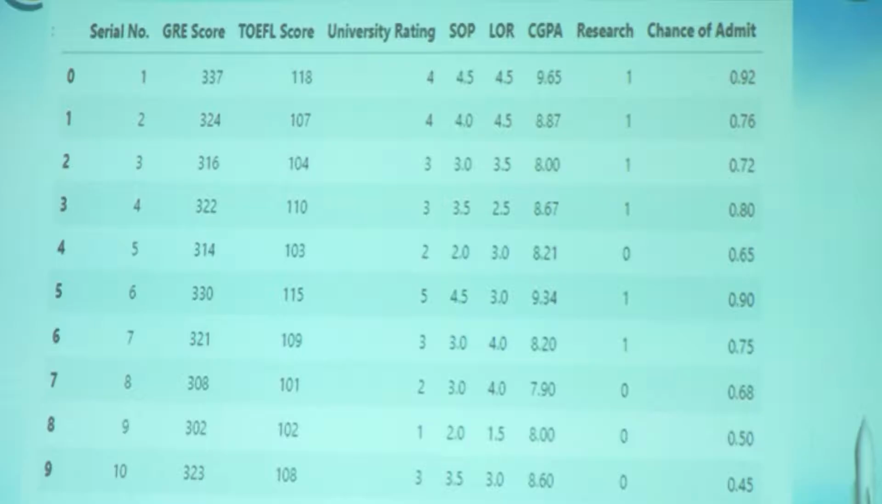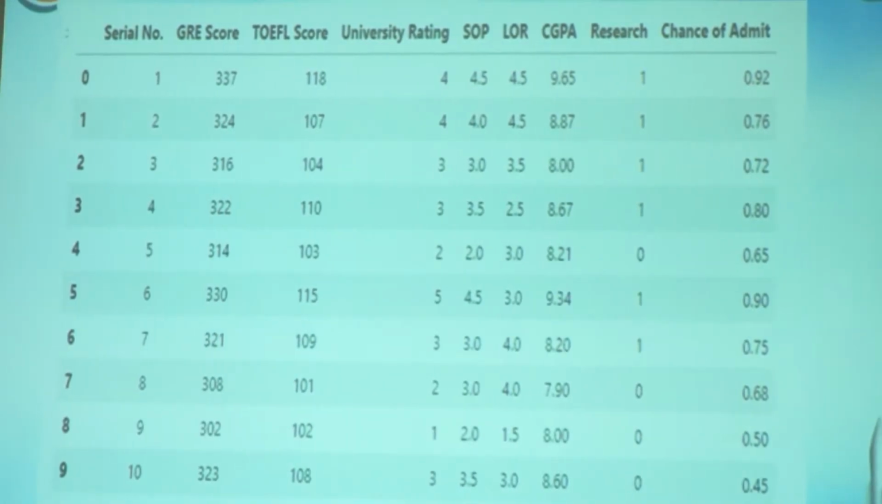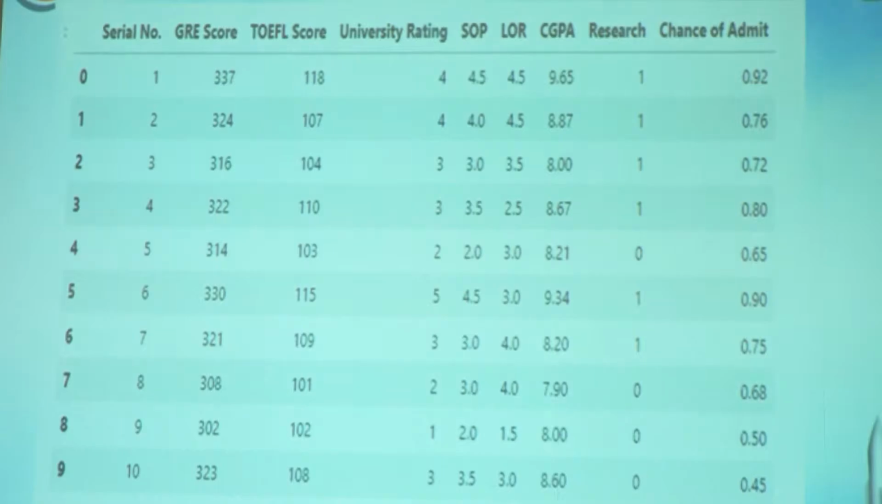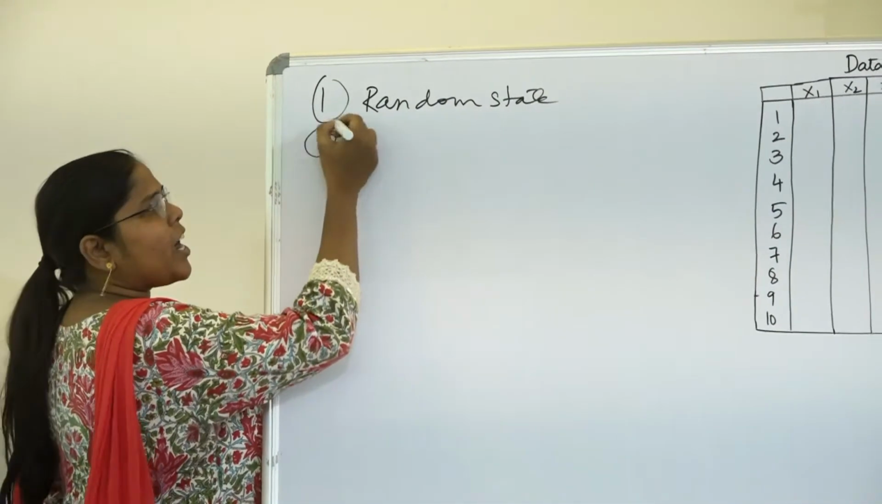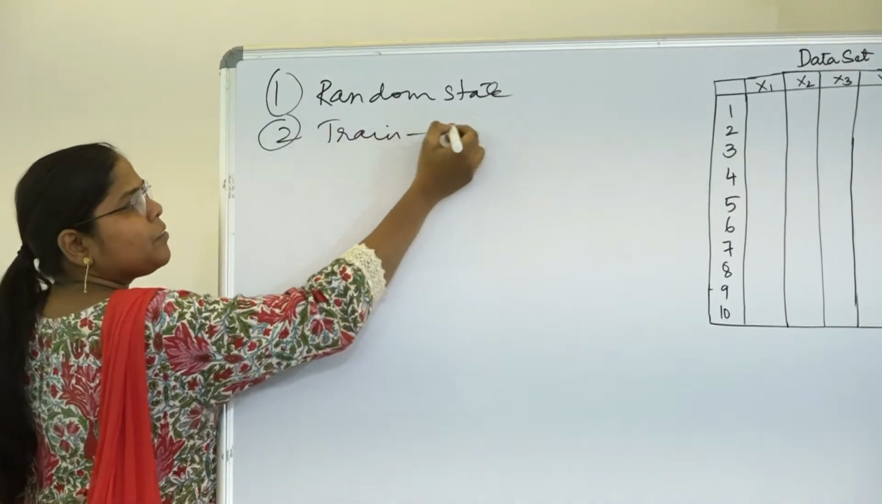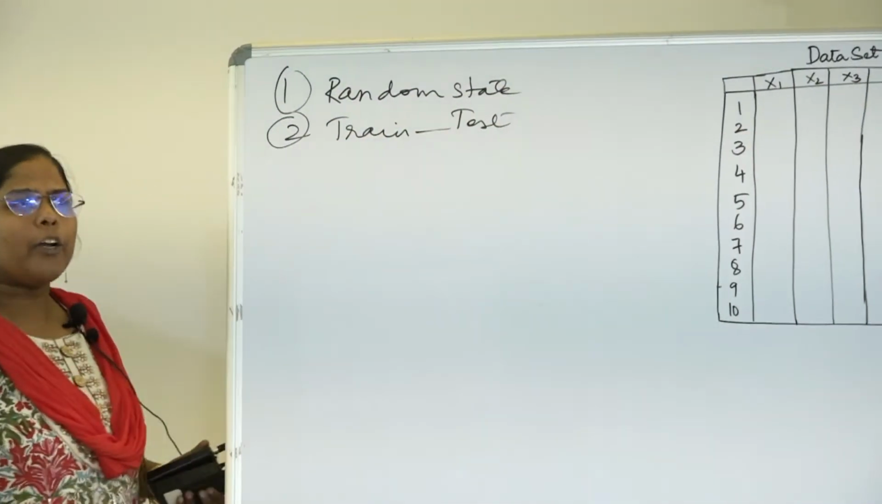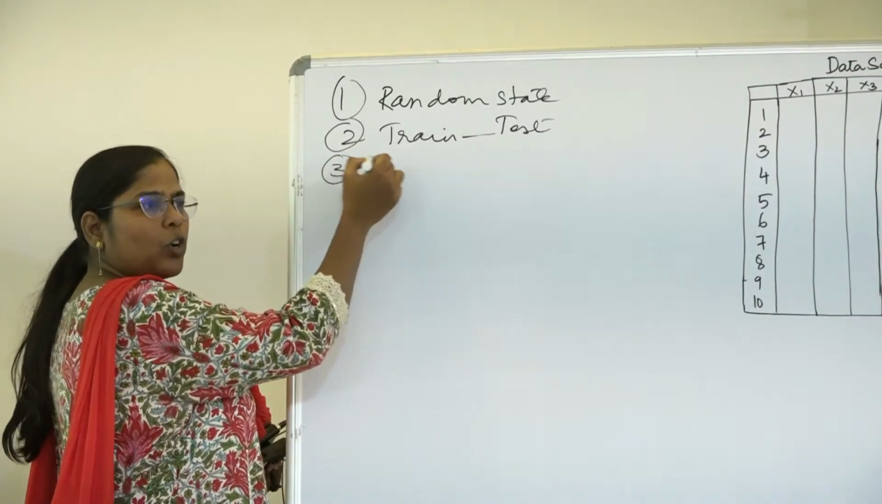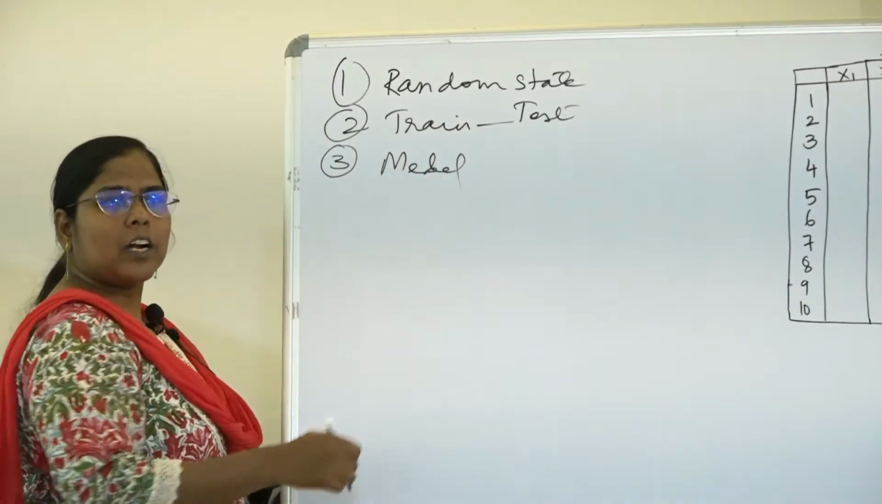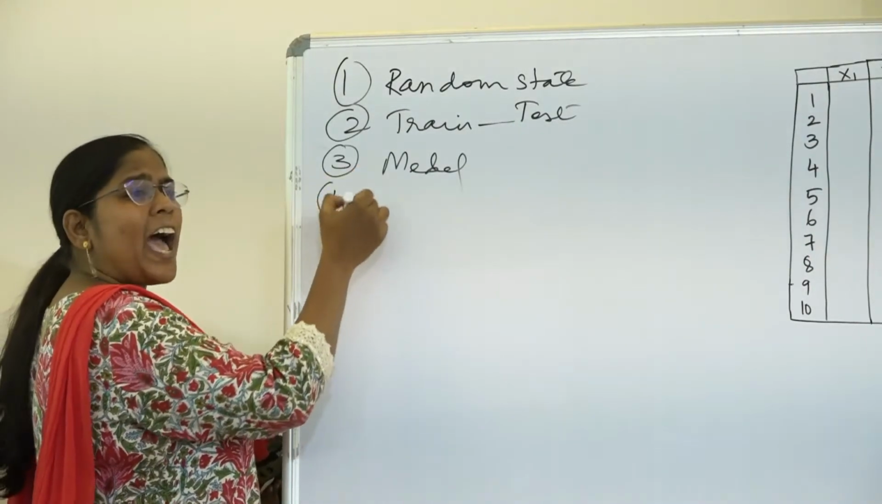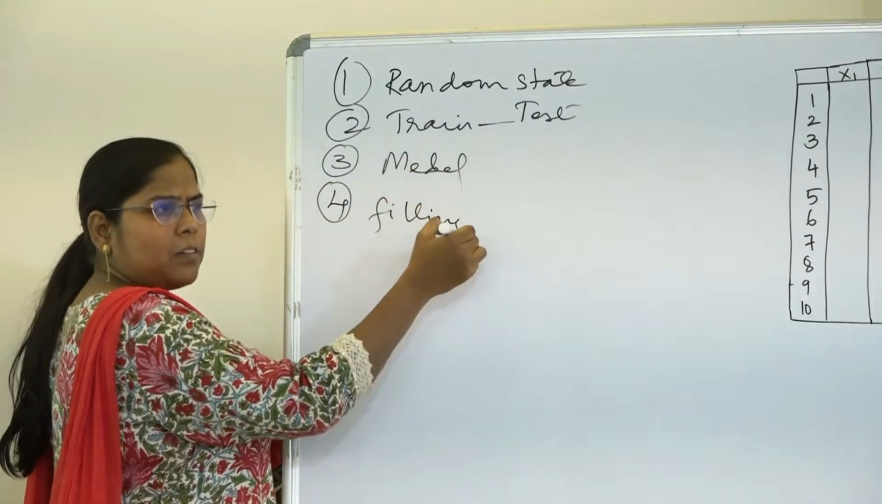Okay. Coming to the data set, already we have worked on the data set. What are the things that we have done? First one, we have defined the random state. Second one, we have done training and splitting. Third one, what we have done? We define the model. Then we have fitted the model.